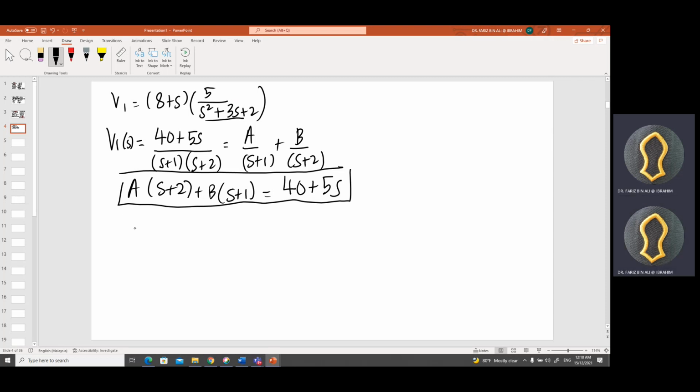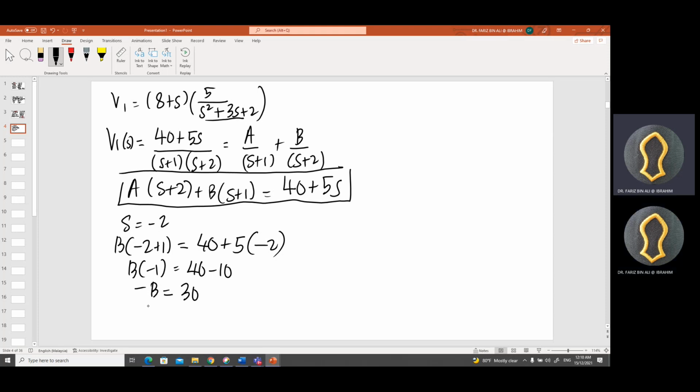So we choose s equal to minus 2 first, because we can cancel out A. So your B times (minus 2 plus 1) equals 40 plus 5 times minus 2. So B times minus 1 equals 40 minus 10. So your minus B equals 30, so your B is minus 30. This is one value. So I already know here my B is minus 30.